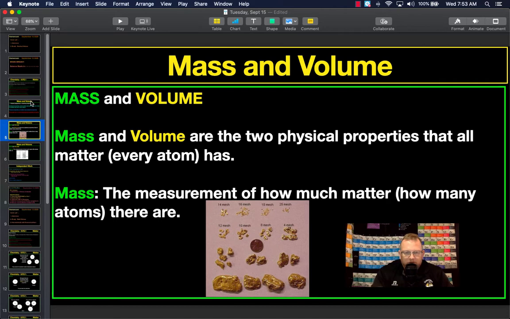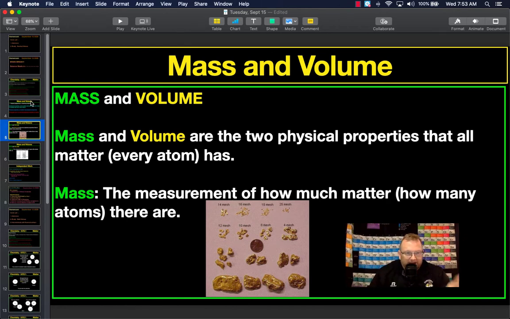We know that that bottom row is going to have the largest mass. We know that the second row is going to have a little bit less mass. The third row is a little bit less. And the top row is going to have the least amount of mass. Okay, so that's mass. It's not hard.